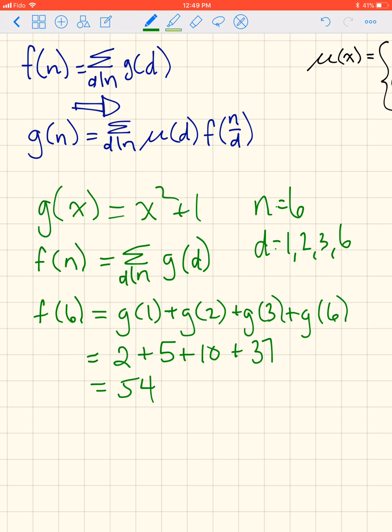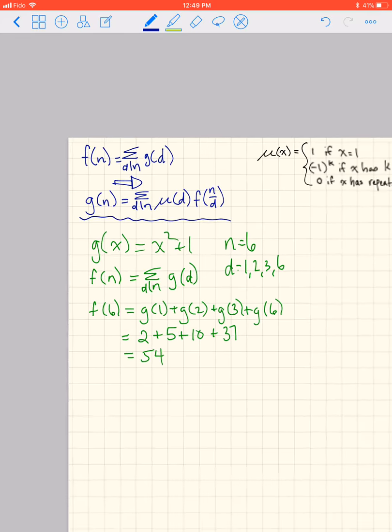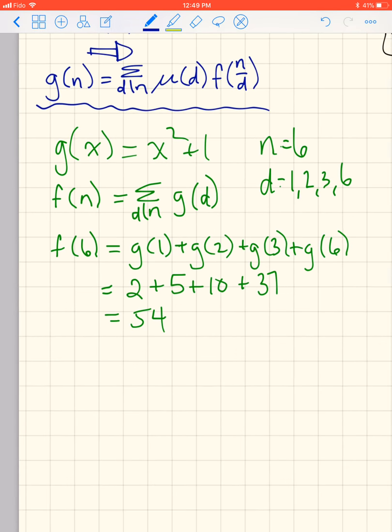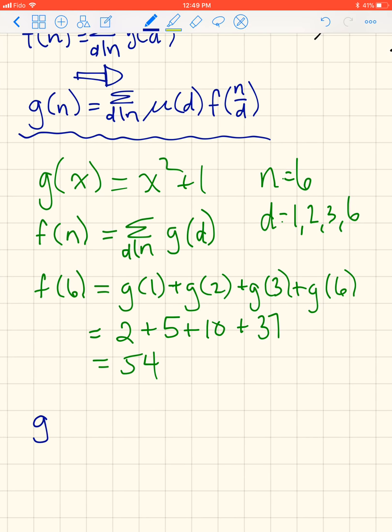So we have f of n directly, but what if we want it in the second form, this g of n equaling some function of f of n? We want to turn it around for some reason. We do that by just writing it in the new way. g of n is the sum over the divisors of n with this mu function that makes it all work. And we have to do f of n over the divisors.